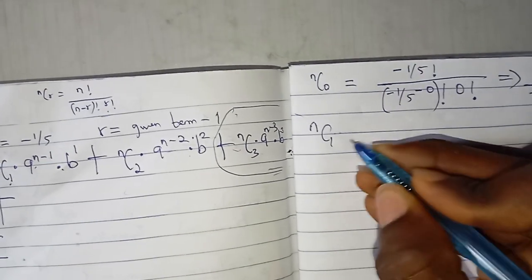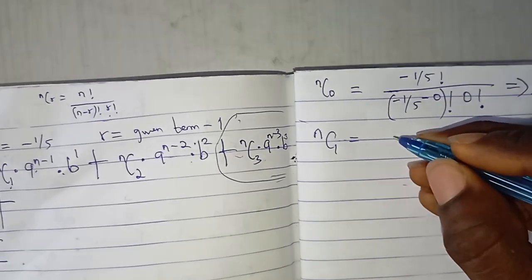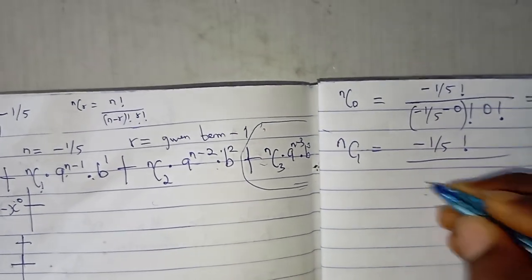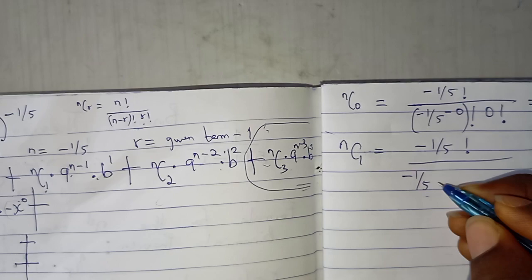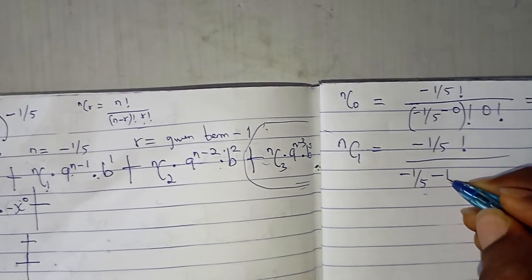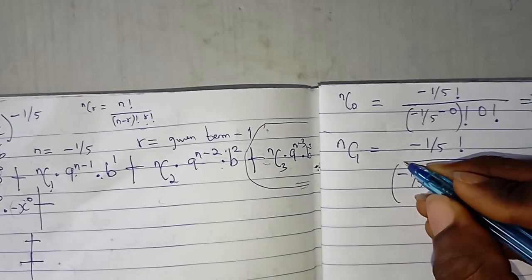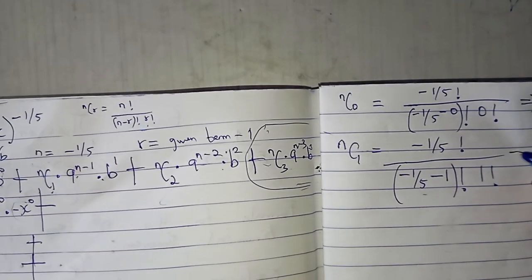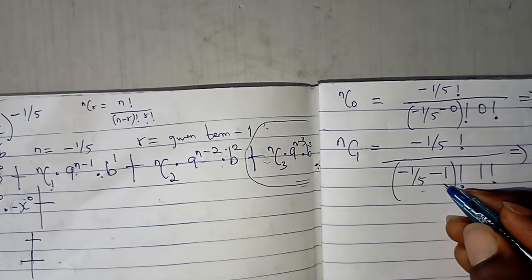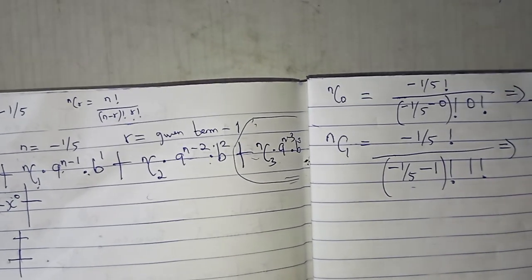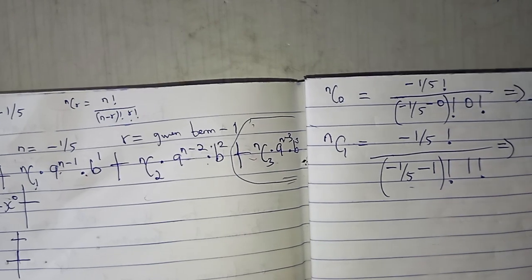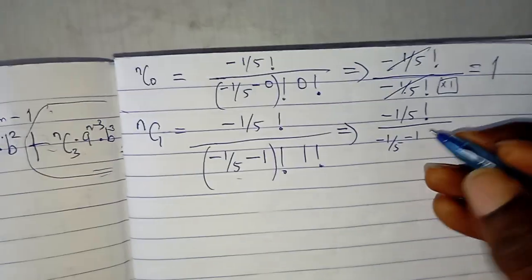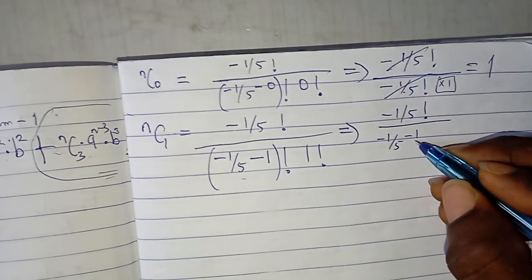n combination 1, in this case n is minus 1 over 5, is going to be minus 1 over 5 factorial all over minus 1 over 5 minus 1 factorial, then 1 factorial. Using LCM, I can get this to be minus 1 over 5 factorial all over minus 1 over 5 minus 1. And anything standing on its own is over 1.